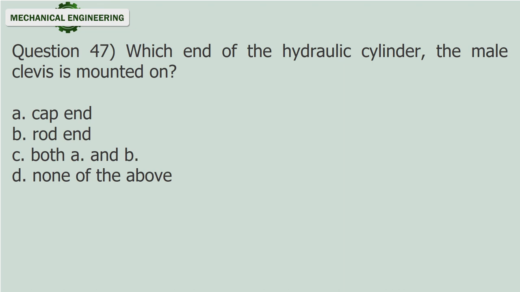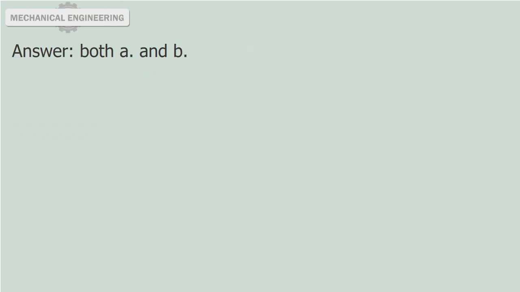Question 47. Which end of the hydraulic cylinder, the male clevis is mounted on? A. Cap end. B. Rod end. C. Both A and B. D. None of the above. Answer: both A and B.